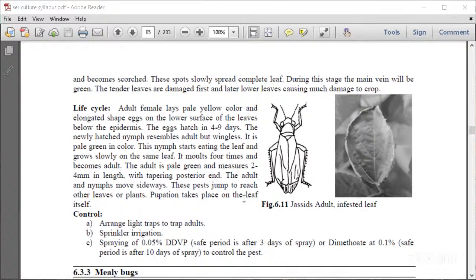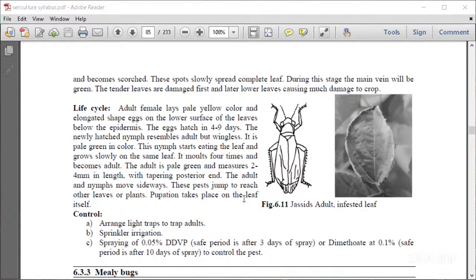So, what are the controlling measures? Arrange light traps to trap the adult jassids, use sprinkler irrigation, and spray 0.05% DDVP. The safe period is 3 days after the spray. Dimethoate at 0.1 percent is also used, and the safe period is 10 days after the spray to control the pest.